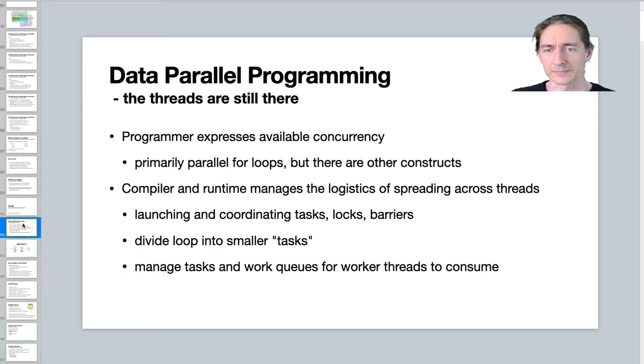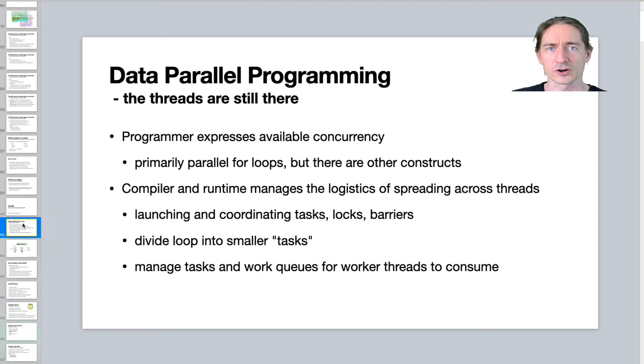So the programmer gets to express this parallelism in several different ways. The most important one, I guess the most popular one with OpenMP, is probably the parallel for loop. But there's also something called sections and something called tasks that you can use to express various opportunities for parallel execution. You don't actually tell it how to execute it.